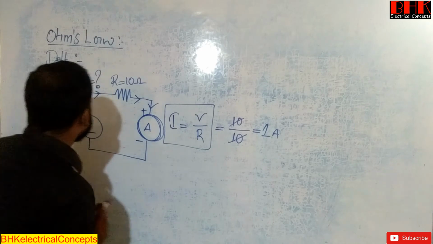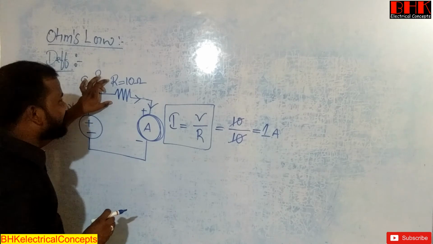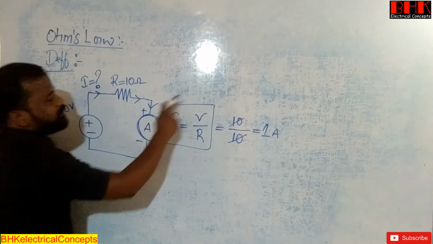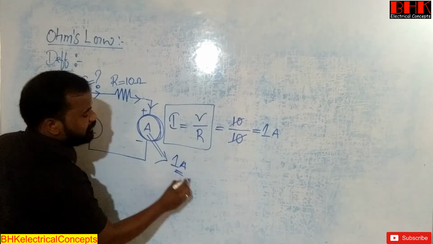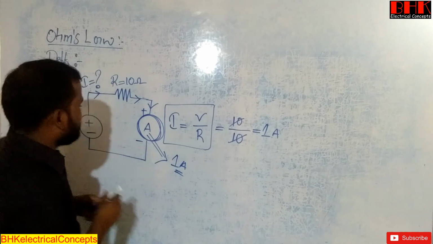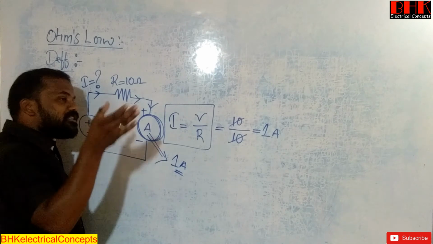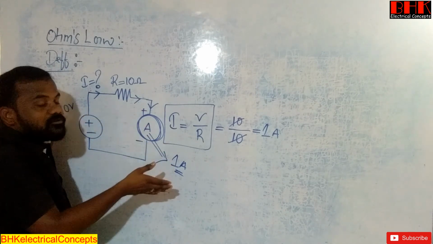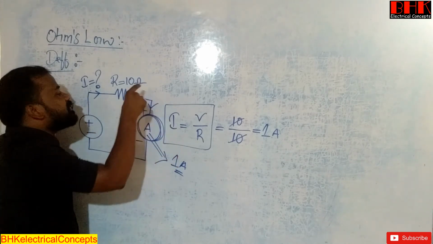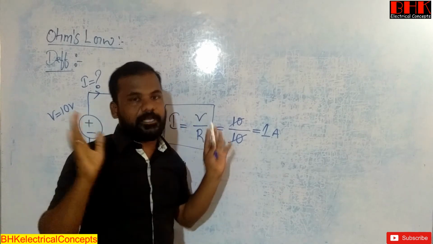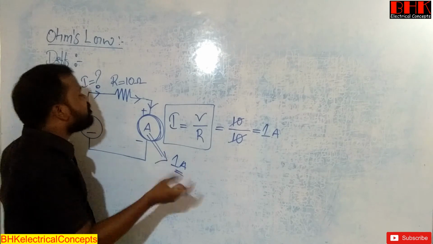We are applying a voltage of 10 volts and the resistance R is equal to 10 ohms. Based on this formula, the ammeter will show 1 ampere. So in order to find the current flowing in the circuit, we have to take an ammeter and connect it in series with the resistance only. Then only it will show the exact value of current flowing in the circuit.